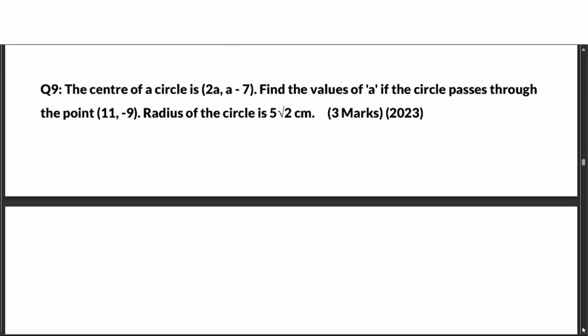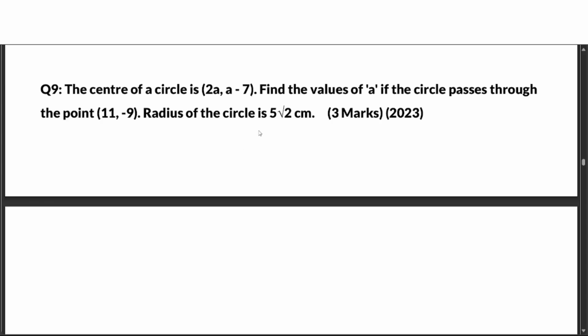So this question is again from 2023. It is saying the center of a circle is (2a, a minus 7). Find the value of a, for a circle passing through the point (11, minus 9) and radius of the circle 5 root 2. So it is a similar type of question we have seen in 2024, slightly changed. So first we can draw the figure.